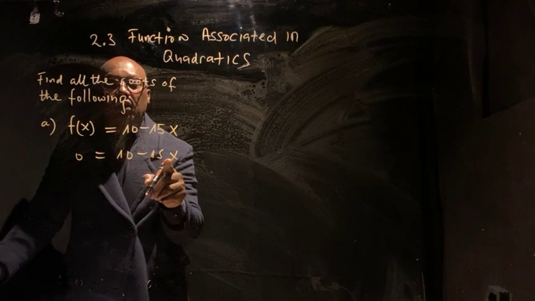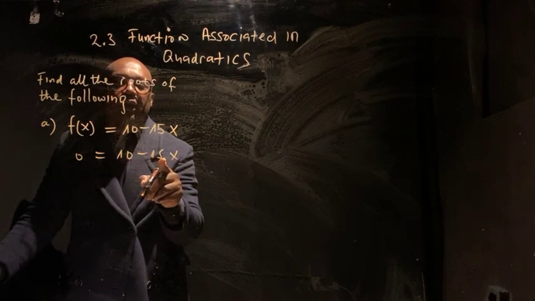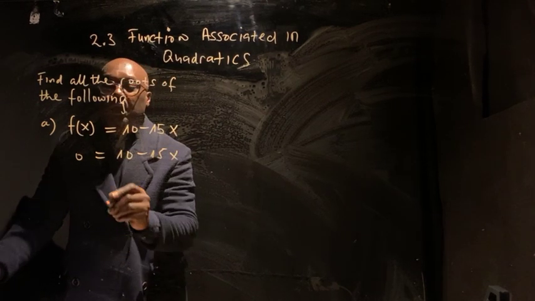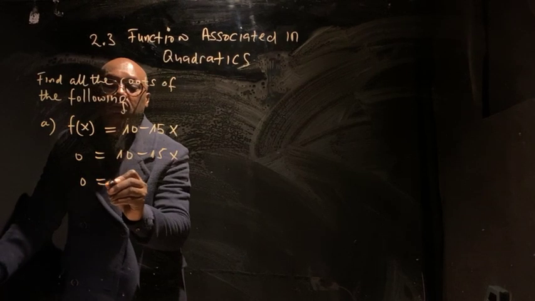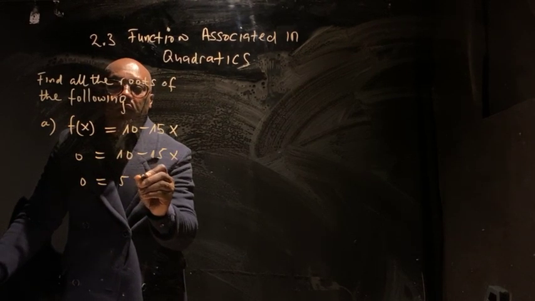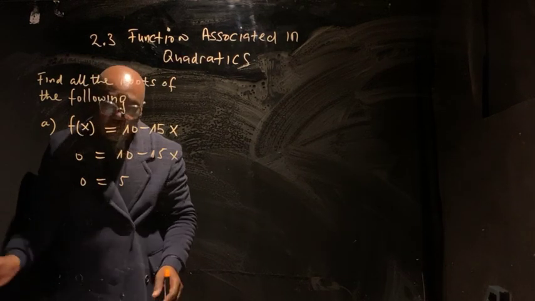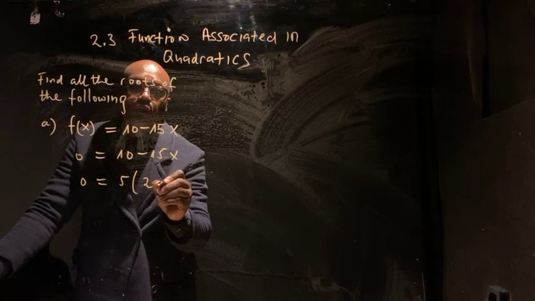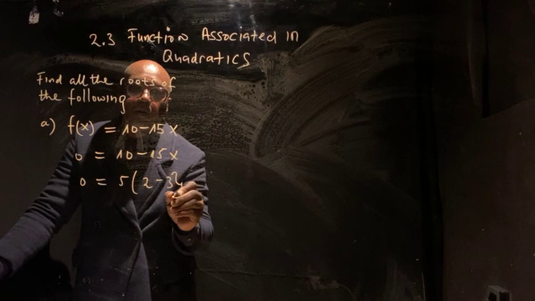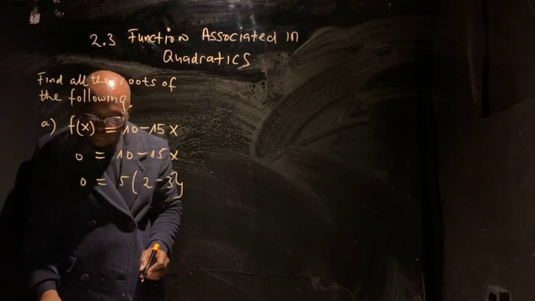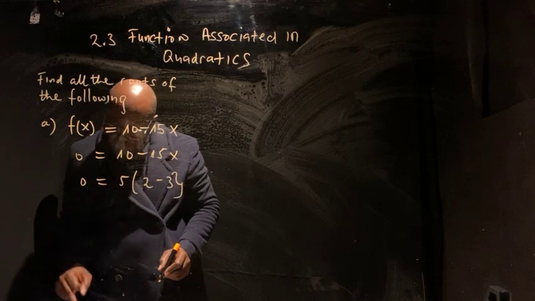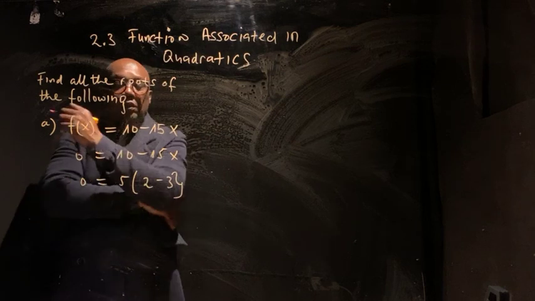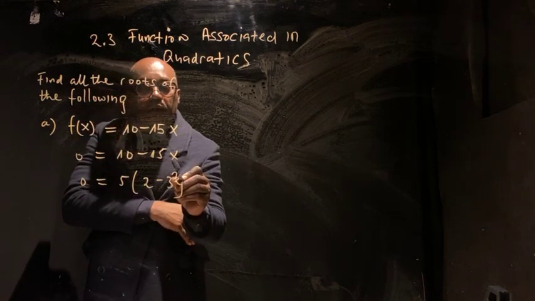If you watch here closely, it is possible that we can factorize 5 outside. So it becomes 0 equals 5 times, 5 minus 5, 10, it will be 2 minus 3x. Good.